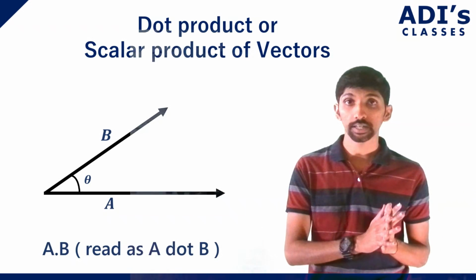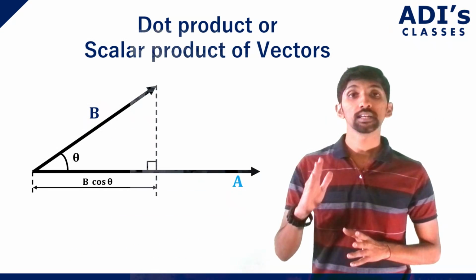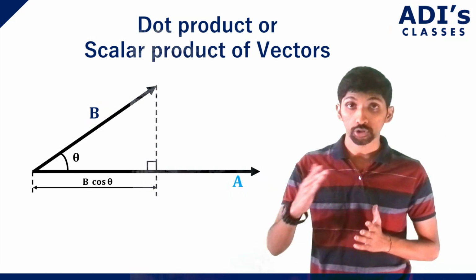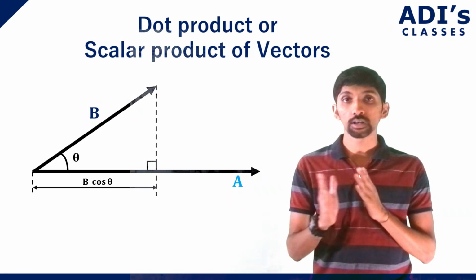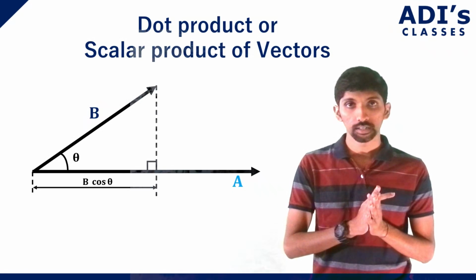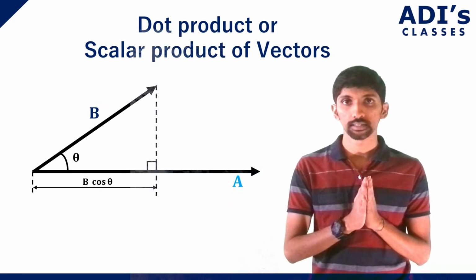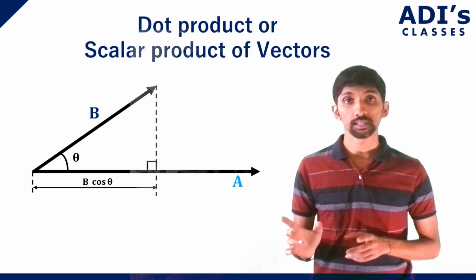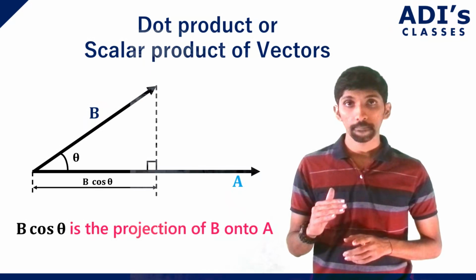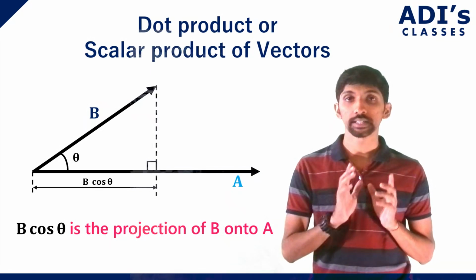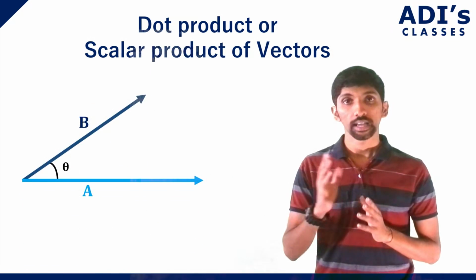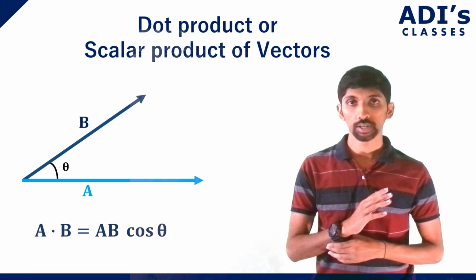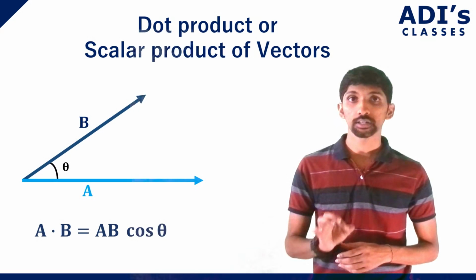Now if you resolve the vector, vector b projects itself onto vector a, right? That projection will be nothing but b cos theta. If you resolve it, you guys will get that. So the dot product of vector a and vector b will be a into b cos theta. So we get a dot b is equal to ab cos theta. Alright, so this is the scalar product or dot product.